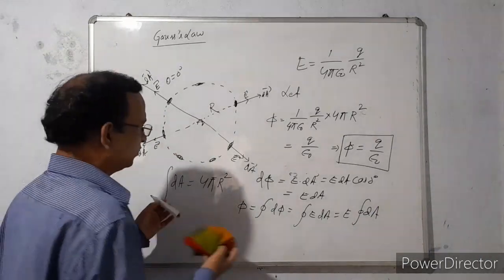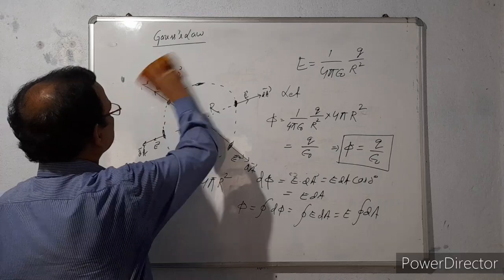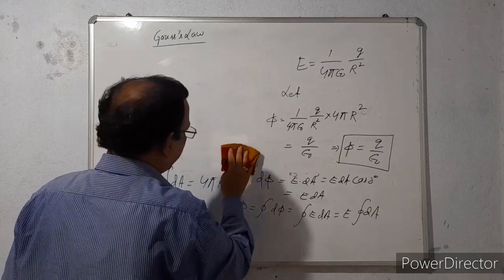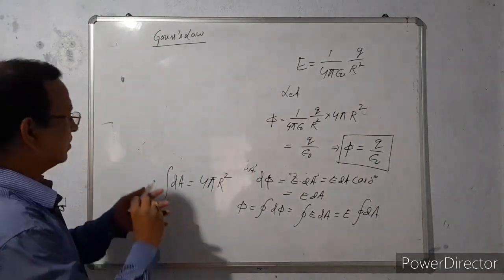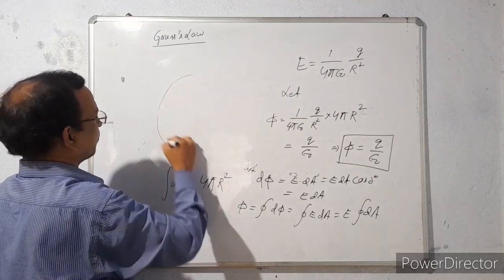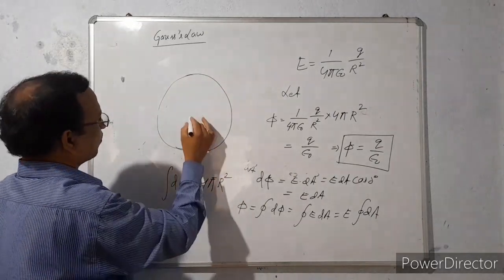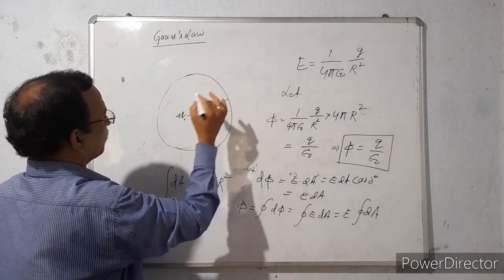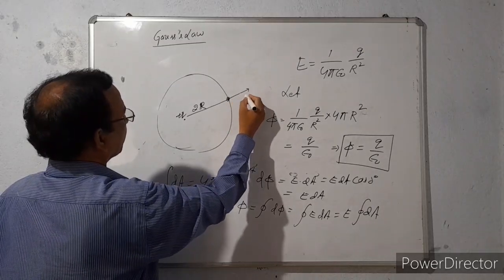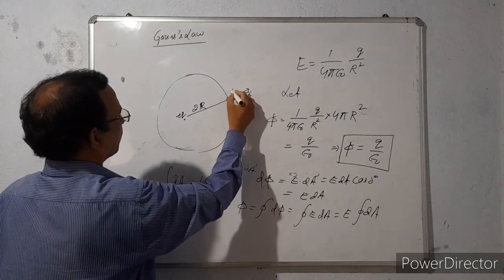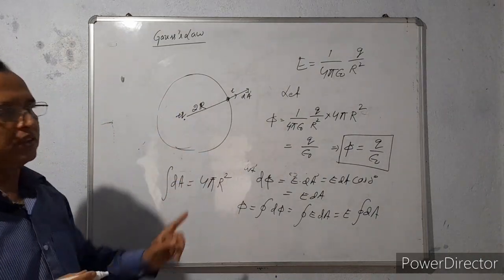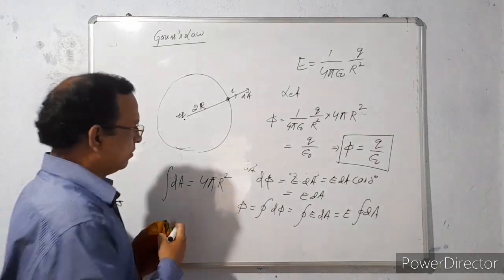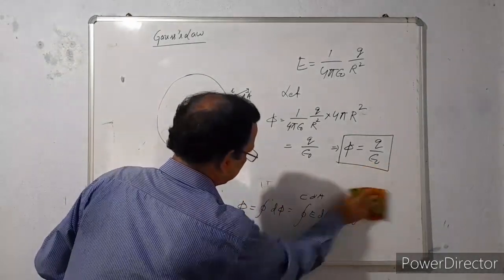Suppose the radius of the sphere is changed. If the radius is changed to 2r, so what is your flux? Flux means all are the same.